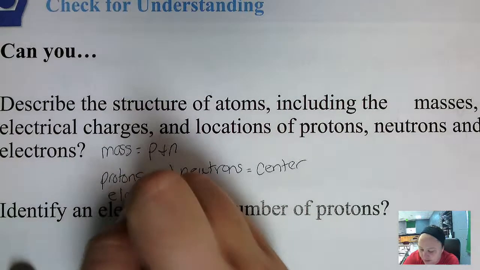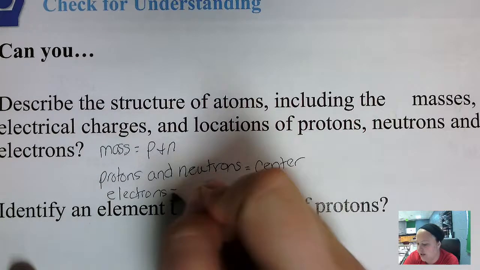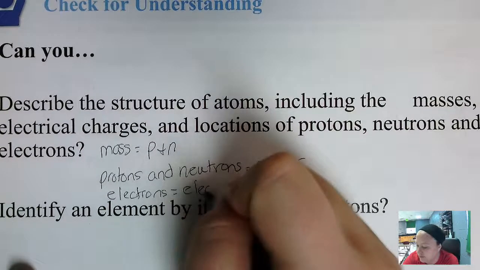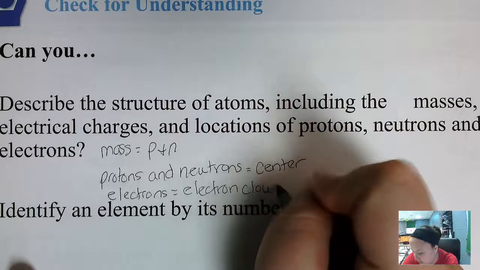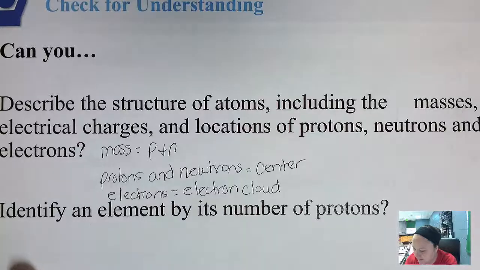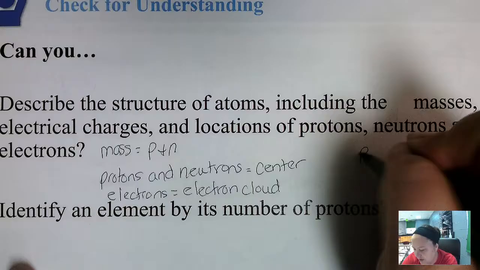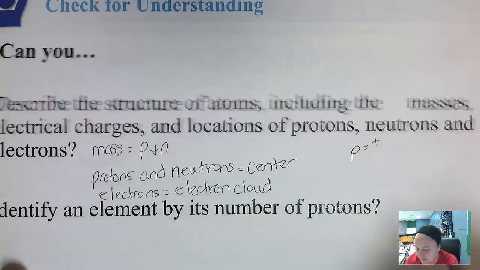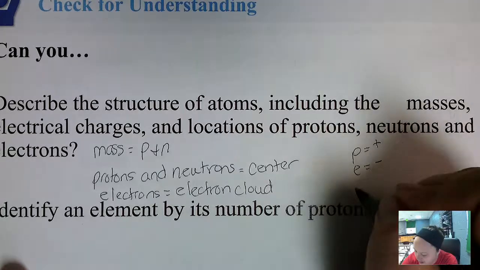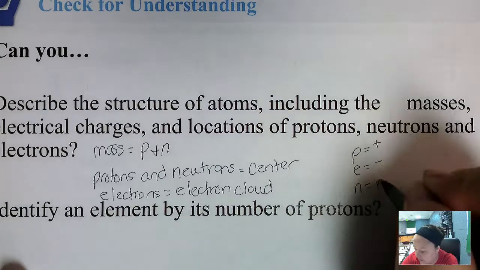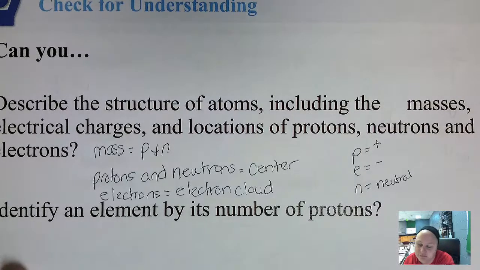Electrons are located where? You could have said shells or the electron cloud or the outside. And then the electrical charges: protons are positive, electrons are negative, and neutrons are neutral. They don't really have a charge.